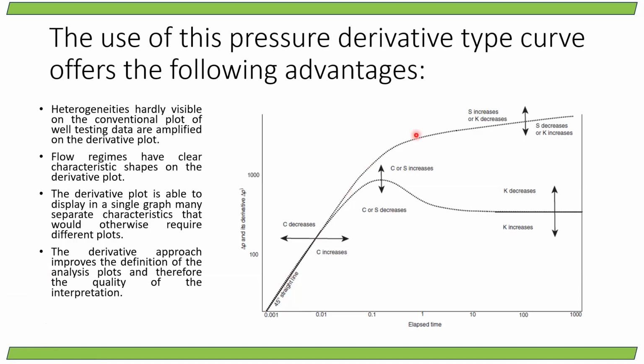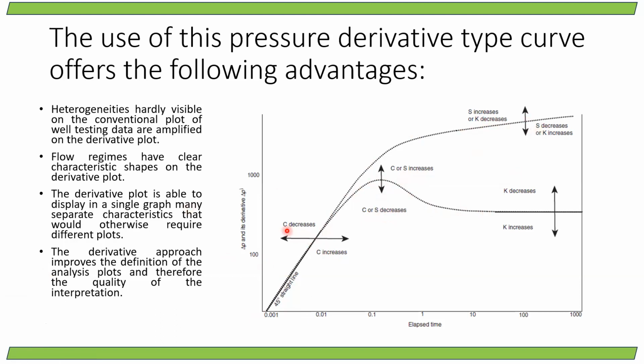So this is actually a build-up test and this is the derivative function of it. Currently I'm not just giving you the formula to get these values; through the course you can get it. When you have a derivative function which you are interpolating exactly on your build-up test, you can observe so many things. Here C decrease, C increase, C or S decrease, C or S increase, S increase or K decrease, S decrease or K increase.